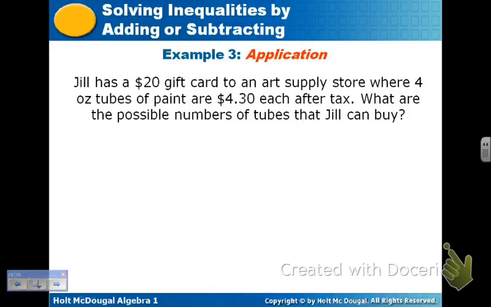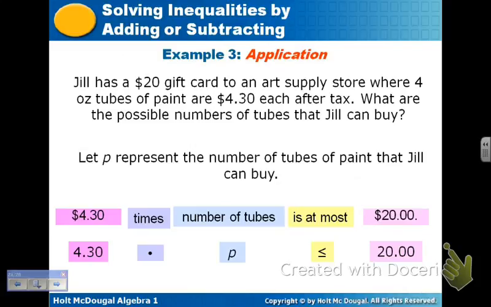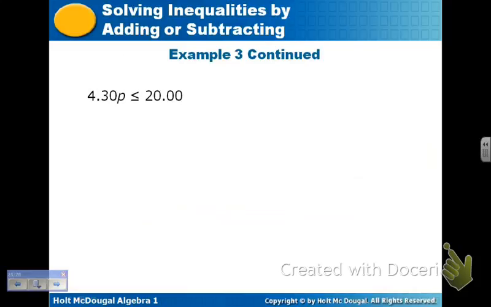All right, application exercise. Jill has a $20 gift card to an art supply store where 4-ounce tubes of paint are $4.30 each after tax. What are the possible numbers of tubes that Jill can buy? We're going to let P represent the number of tubes of paint that Jill can buy. So we have $4.30 times the number of tubes, and this has to be less than or equal to the $20 gift card. So here's our inequality.